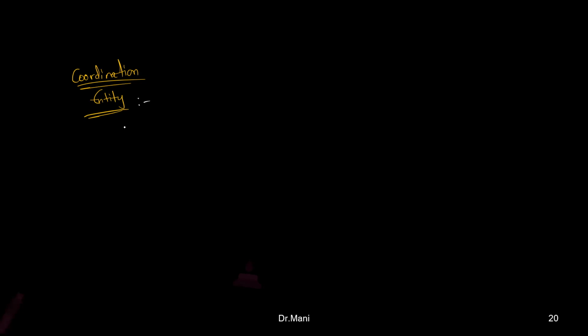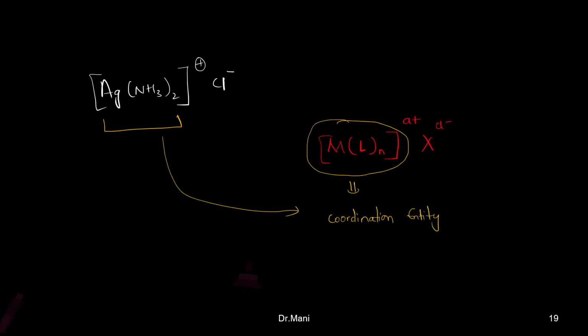See, what is this coordination entity? If you see here, there is a metal and there are ligands. So you can say a coordination entity constitutes a central metal atom bonded to a fixed number of ions or molecules. Suppose you see here Ag, it bonds with a fixed number of ligands.